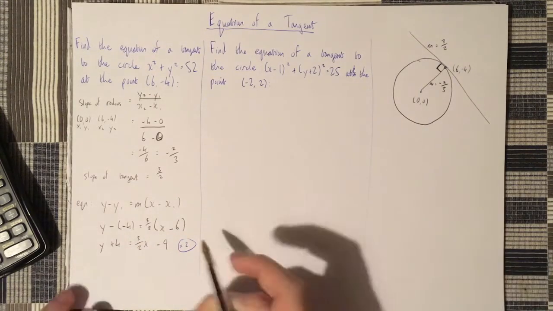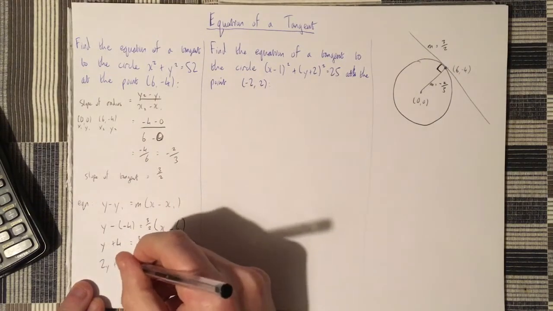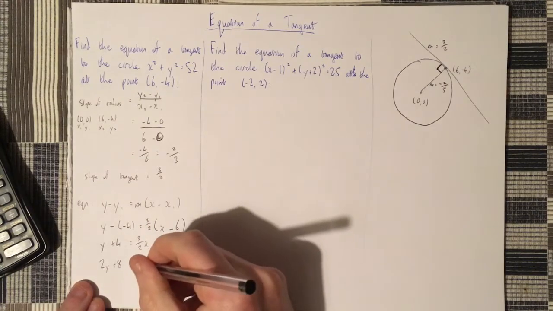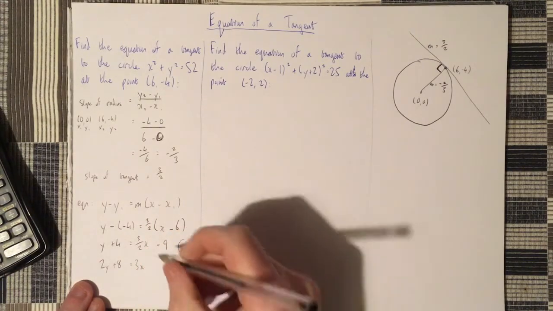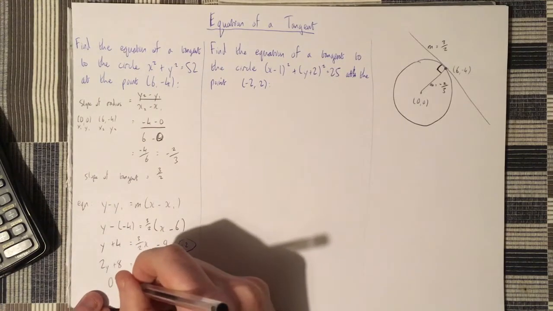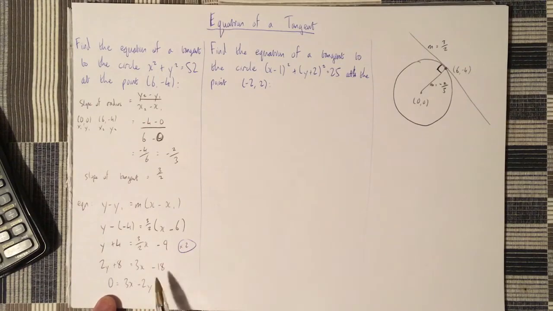All right, so y multiplied by 2 is 2y, 4 multiplied by 2 is 8, 3 over 2 multiplied by 2 is just 3, so this is equal to 3x. And 2 multiplied by minus 9 is minus 18. And then just get everything over to one side. So 0 equals 3x minus 2y.